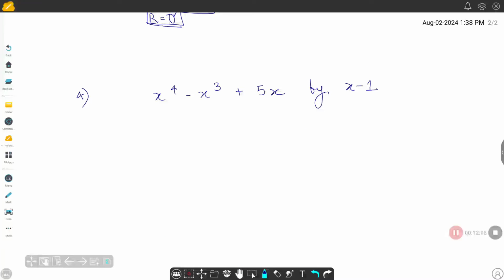Now consider the next question, question number 4. X to the power 4 minus x cube plus 5x to be divided by x minus 1. So as you can see, both are already in the standard form. So now let's write it.